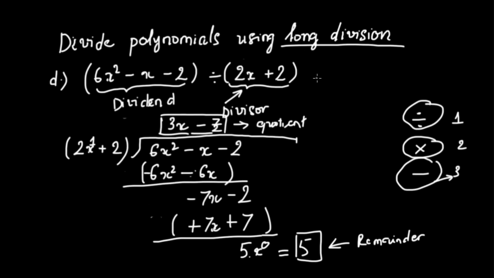And we write the result for question D. We put the quotient here, 3x minus 7/2. And we need to write the remainder, 5, over the divisor here, 2x plus 2. So the final answer for question D is 3x minus 7/2 plus 5 over 2x plus 2.